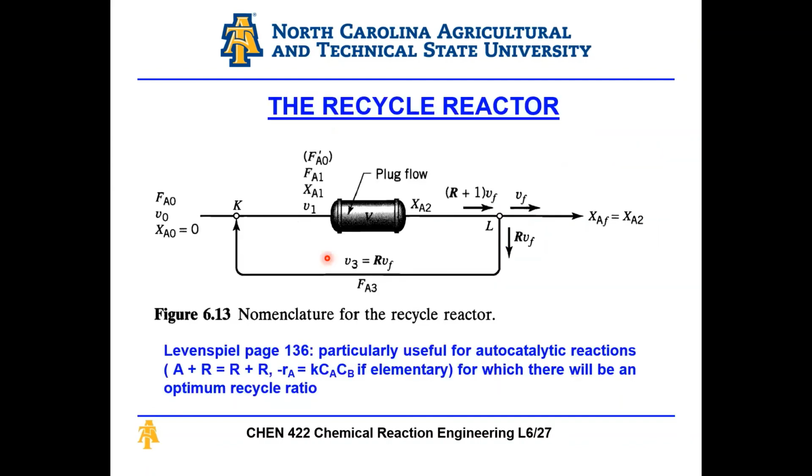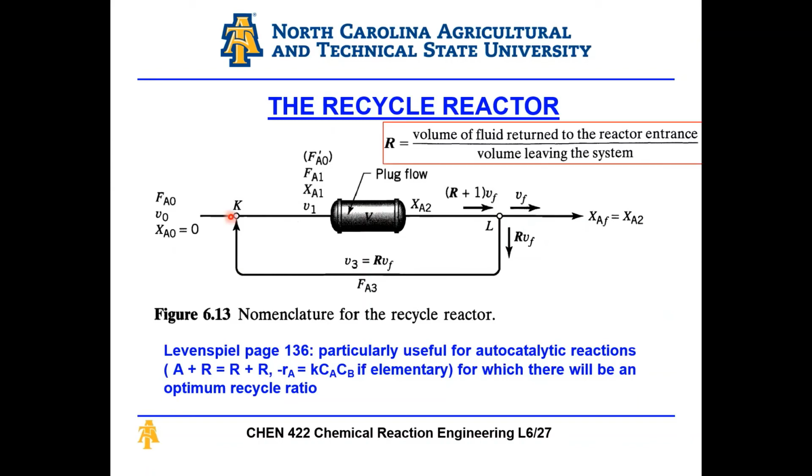Okay, so now let's move on to the second to last topic here, which is the recycle reactor. And this is a very common case: you have a plug flow reactor, and I want to recycle some of the products to maximize my performance. So there's a new parameter I need to define, which is R. It's called the recycle ratio. It's equal to the volume of fluid returned to the reactor entrance divided by the volume leaving the system.